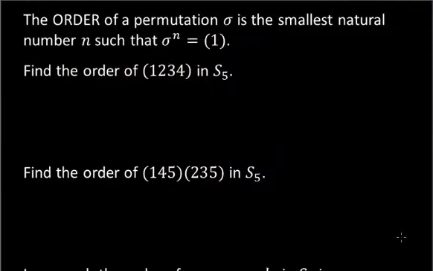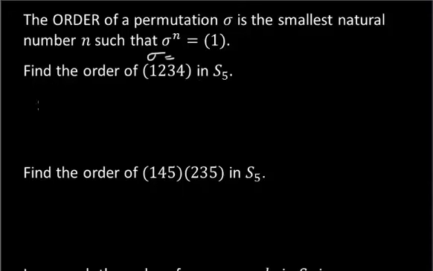Here we talk about the order of an element of the group, not the order of Sn, which is n factorial, but the order of a permutation. The order of sigma is the smallest natural number n such that sigma repeated n times will give us the identity permutation. So let's call this permutation here sigma, (1 2 3 4).